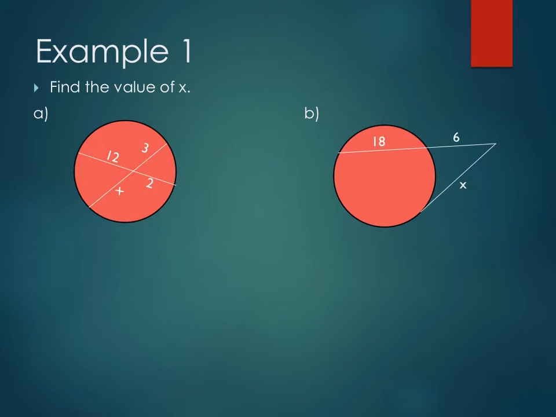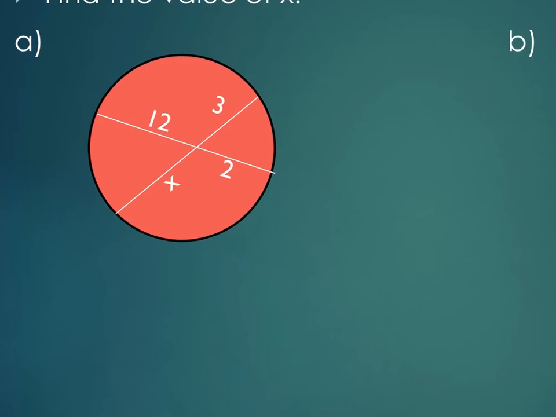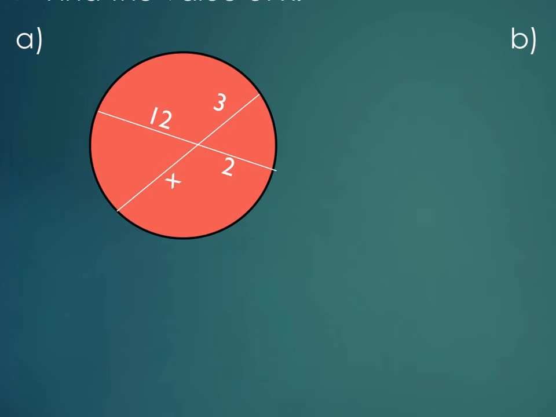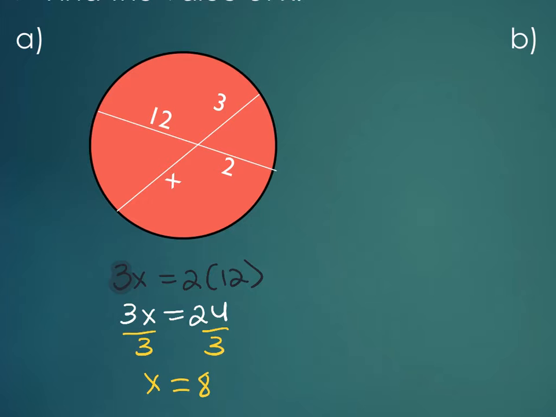Okay, let's work some examples. So example 1, if I look at A first, we're finding the value of X here. This is the example of that first theorem, which is the two chords. And we said if two chords intersect inside a circle, then the products of the lengths would be equal. So 3 times X, or X times 3, would equal 2 times 12. And then from there, I would get 3X equals 24. Divide both sides by 3. And X equals 8.